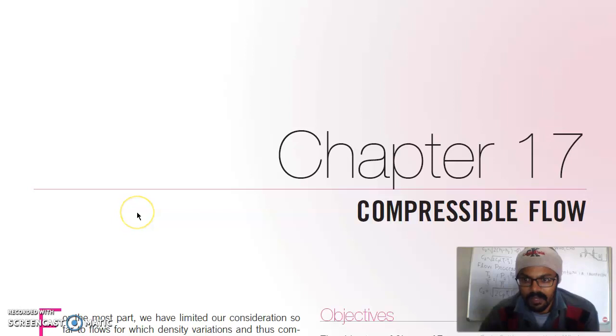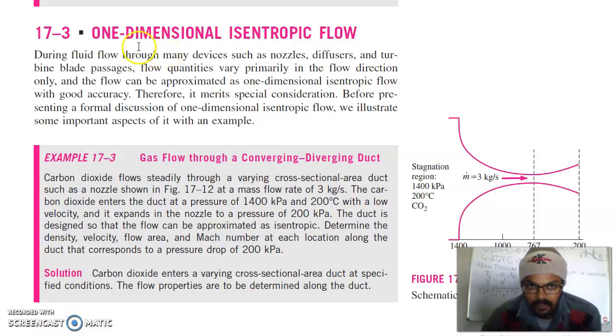Good morning. Today we'll start with compressible flow, one-dimensional isentropic flow. During flow through many devices such as nozzles, diffusers and turbine blade passages, flow quantities vary primarily in the flow direction only, and the flow can be approximated as one-dimensional isentropic flow with good accuracy. Therefore, it merits special consideration. Before presenting, we will discuss this example.